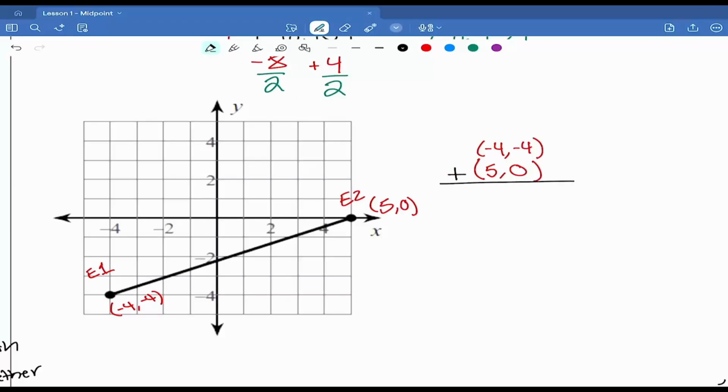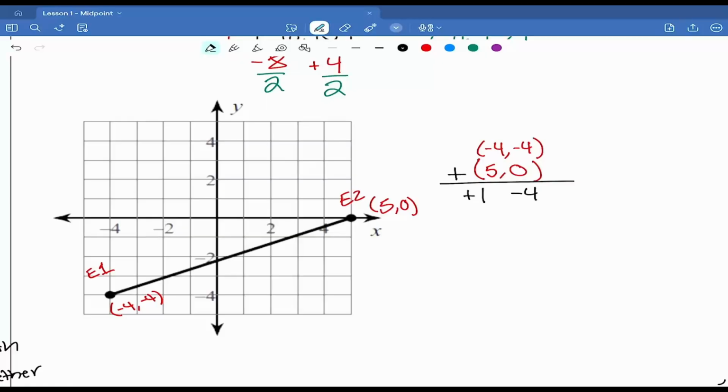Now remember, we're not using Desmos, so we have to do this by hand. That is a -4 and a +5. Because I have a -4 and a +5, the signs are different. I'm going to subtract and take the sign of the larger. So I got -4, +5. When I subtract them, that becomes +1. And then I got -4 plus 0. I got a negative and a positive, signs are different, basically subtracting, that's still going to be -4.